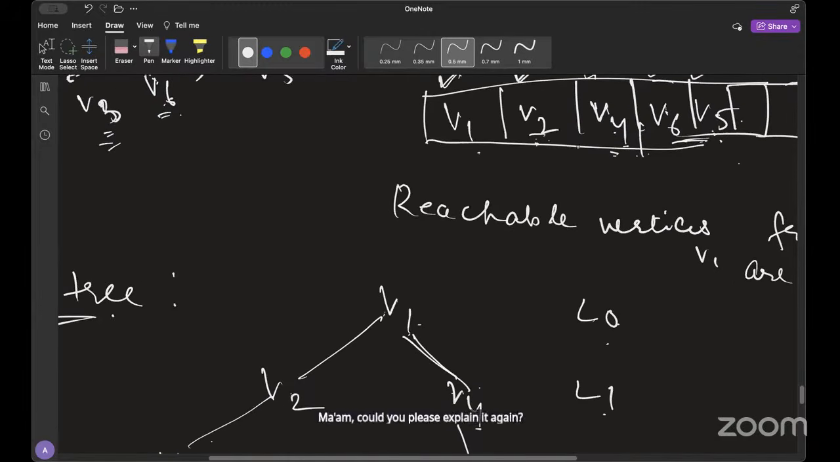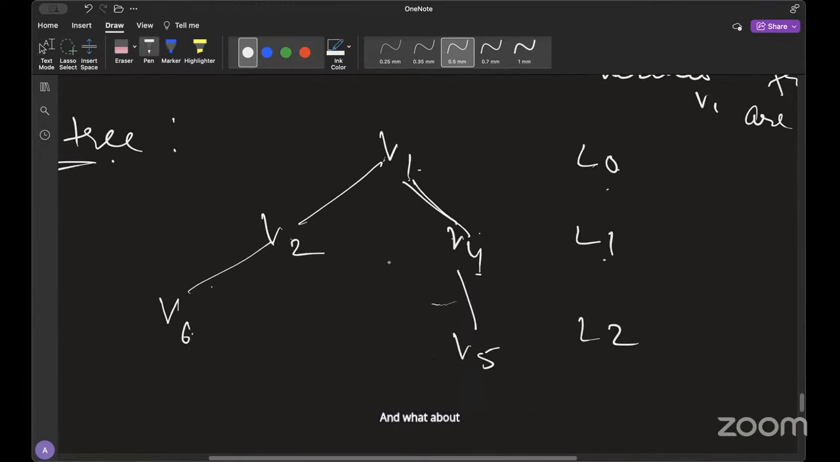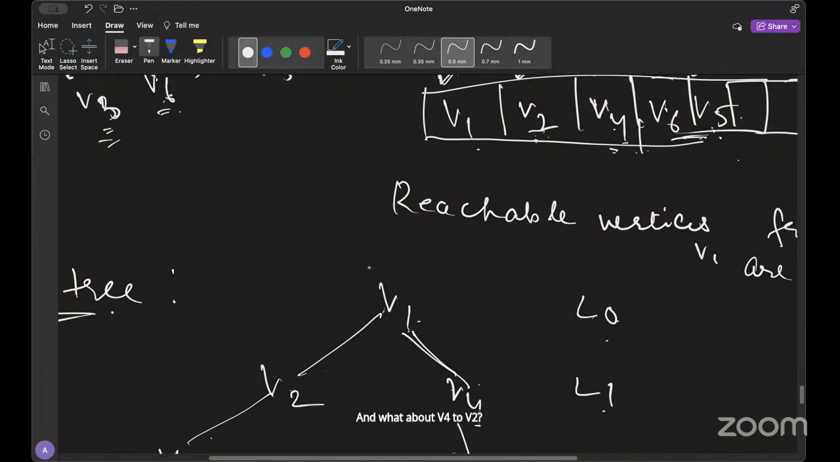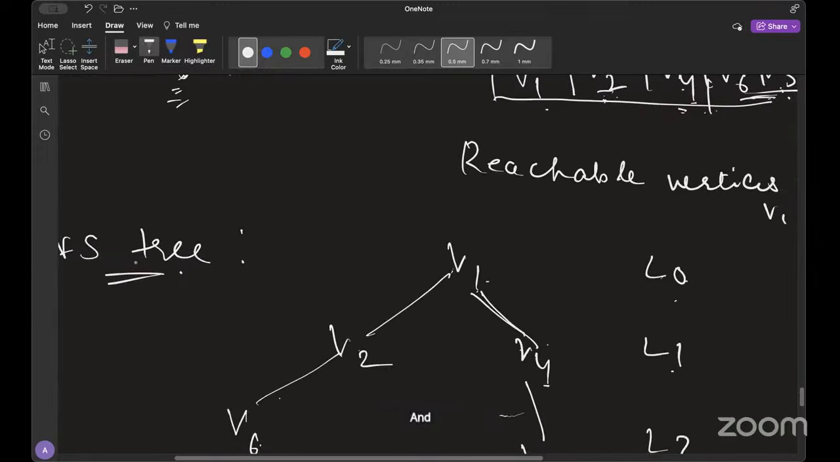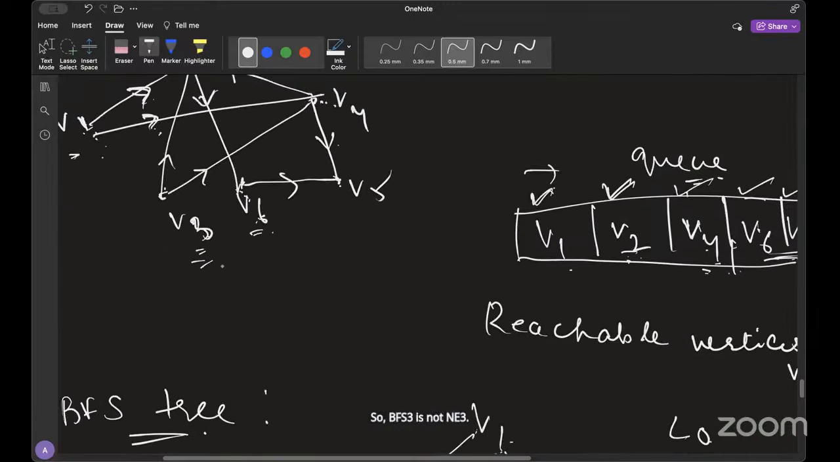And notice that all of these vertices are mentioned there. V4 to V2? This is a tree. And this is not just a tree, it's a BFS tree. So a BFS tree is not any tree. But we discussed this thing.